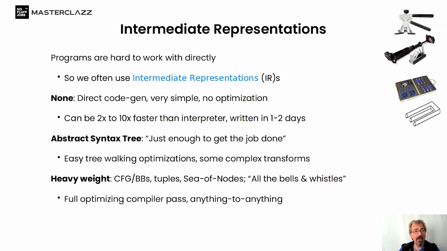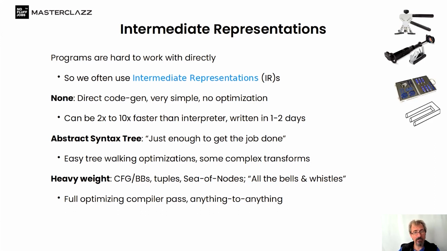And the other way to break them out is what do we do with the IR? Programs are just hard to work with directly, and that's why we use IRs at all. The most obvious IR is none, and this would be direct code generation. So very simple, no optimization, sort of a see-do kind of thing. But once you do the code gen, instead of interpreting, you're maybe 2x to 10x faster. And because they're simple, they can be written in a day or two.